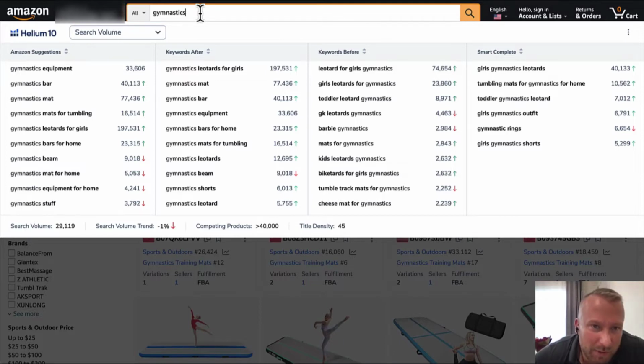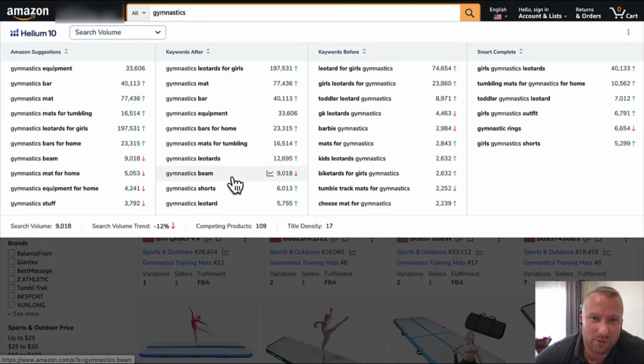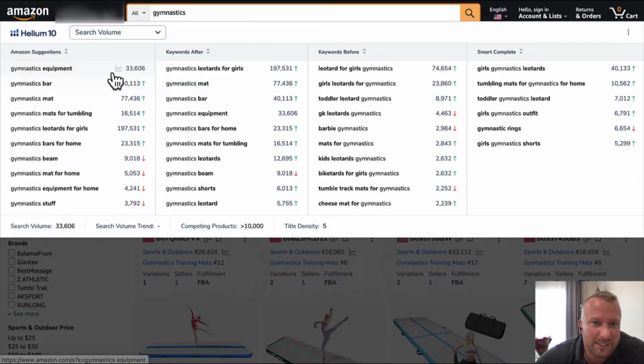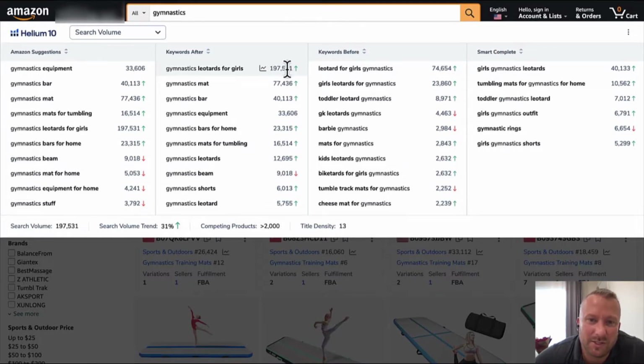If you type in gymnastics, first of all I see a lot of different keywords for gymnastics, and obviously gymnastics is too broad. I need to find a more specific keyword for my specific product. So I typed in gymnastics to see what types of keywords are most searched in that area. Now I can see the search amounts here. When I hover with my mouse over a keyword, like this one, gymnastics leotards for girls, it has 197,000 searches a month, and its trend is going up by 31%.